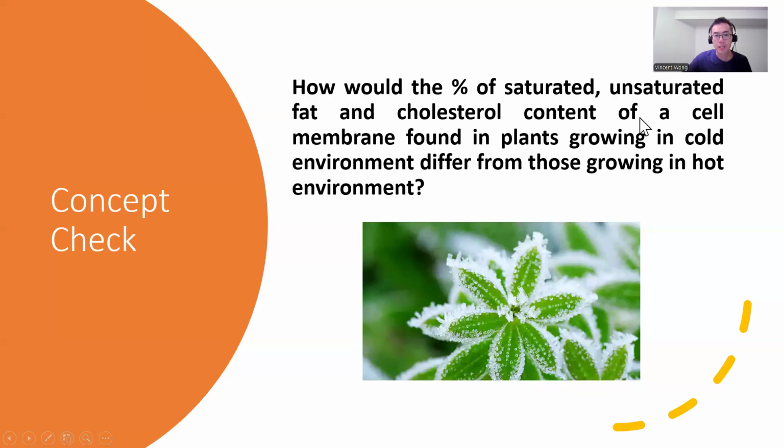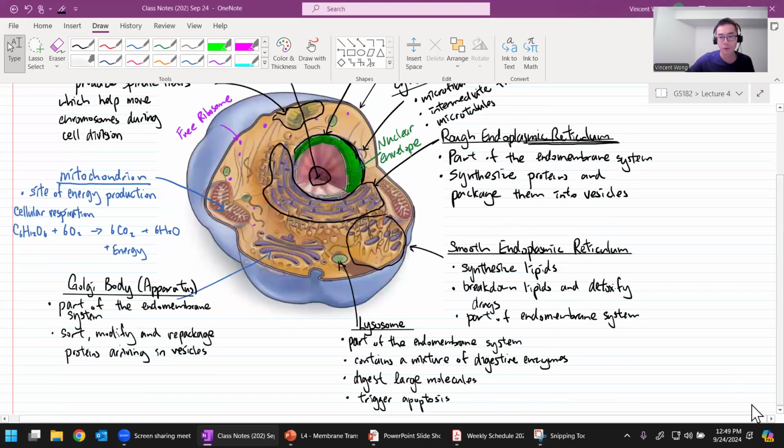So first, this is a very important question. Okay, I'm gonna put a couple stars here for you. I'll read it to you first, and then we'll talk about it. How would the percent of saturated, unsaturated fat, and cholesterol content of a cell membrane found in plants growing in cold environment differ from those growing in a hot environment? Maybe we can write this down in the class note for today.